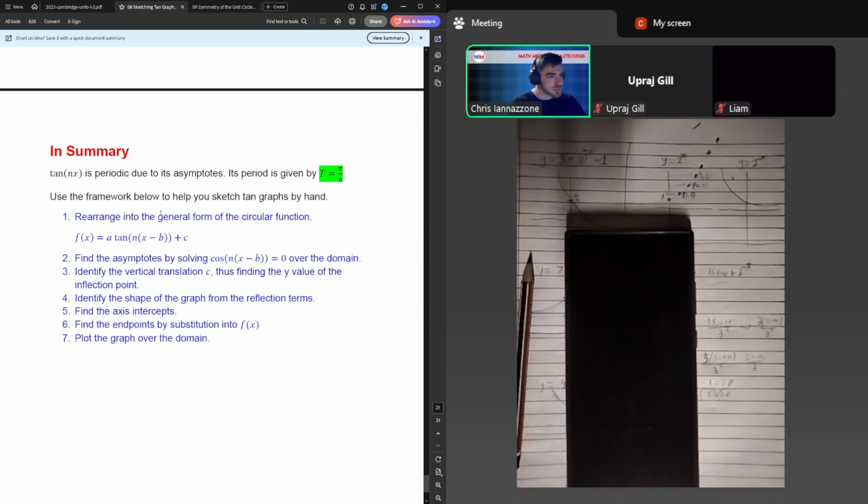There's another section to the lecture, but before I go into that, is there anything I should clarify regarding this? Sketching tan.